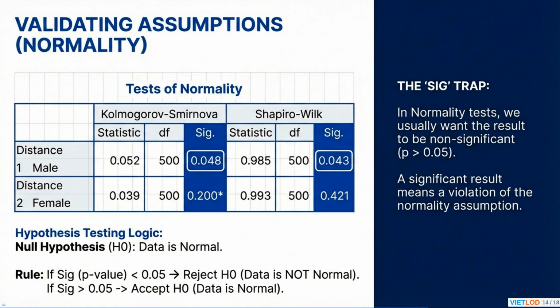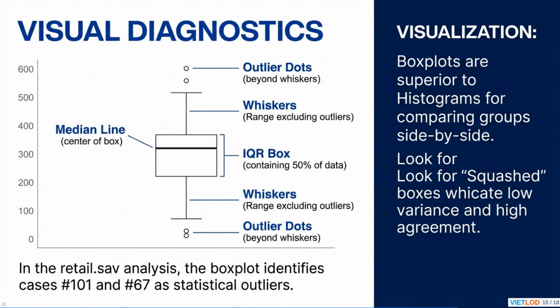assume normality. For our distance variable, we see that for males, the Shapiro-Wilk p-value is 0.043. Since this is less than 0.05, we conclude that the distance data for males is not normally distributed. However, for females, the p-value is 0.421, which is greater than 0.05, indicating their distance data is consistent with a normal distribution. This is a crucial distinction, as the non-normal data for males means we cannot use standard parametric tests, like a t-test, if we were to compare mean distances between genders. Instead, we'd need to consider a non-parametric alternative, such as the Mann-Whitney U-test.